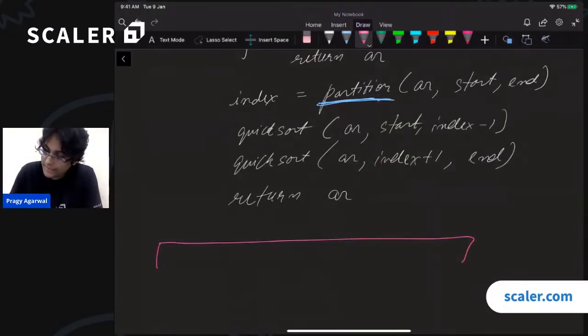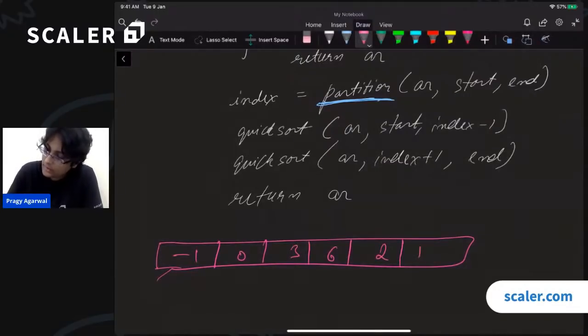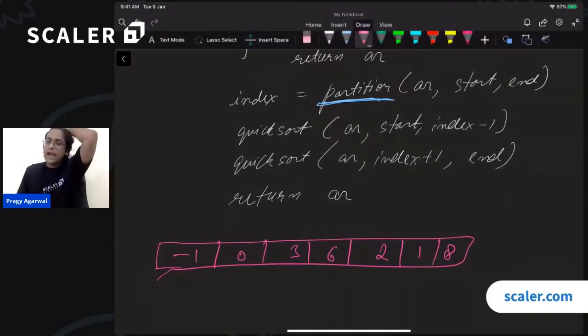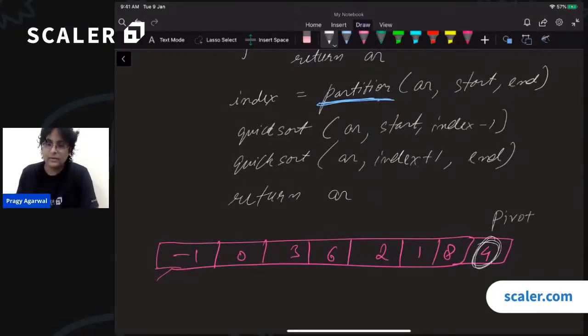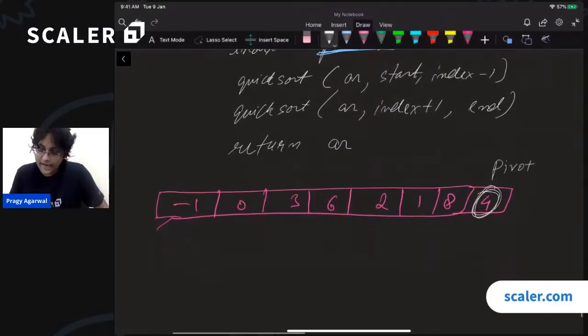So let us do it with an example first. Let us say that once again we have -1, 0, 3, 6, 2, 1, 8. And let us say that we have one more element over here. Let us add a 4 over here. Let us say that this is our pivot. Now what I can do is I can start from the left and I can try comparing every element with this pivot.